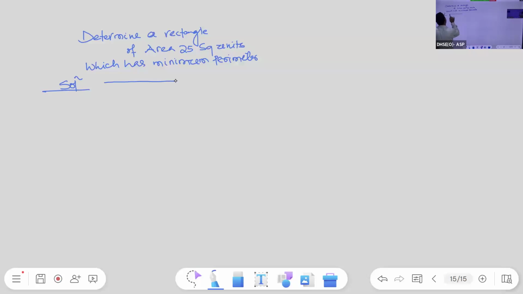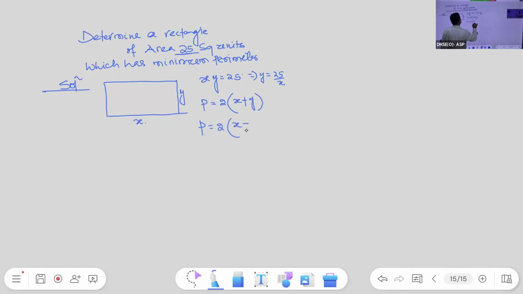Determine a rectangle means we have to find out the length and breadth of the rectangle. Let x be the length and y be the breadth. It is given that the area is 25 square units, so xy is equal to 25. The perimeter is twice the length plus breadth, twice of x plus y. So y is equal to 25 upon x, and the perimeter P is equal to 2 into x plus 25 upon x.